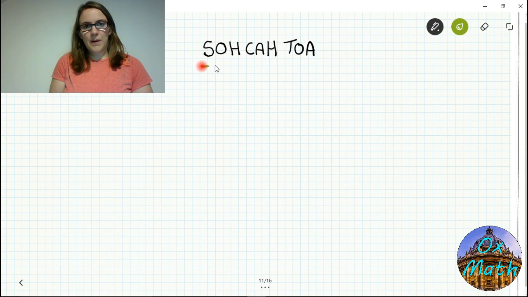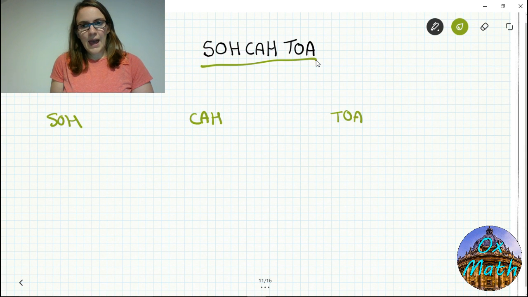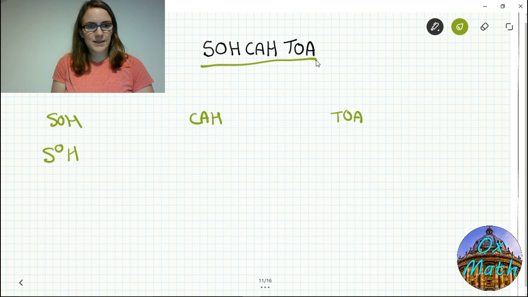So SOHCAHTOA is the acronym used to help remember which one is which. So you split it into 3 parts, your SOH, CAH and TOA. And it just helps you remember which one is which. Some people write it like this to help them remember which bit goes on the top, but it is just in the order of how you would say it. So the SOH part of it tells us that the sine of the angle, and remember again, we have to have an angle there, you can't just have sine on its own, but the sine of the angle is equal to the ratio of the opposite side compared to the hypotenuse.